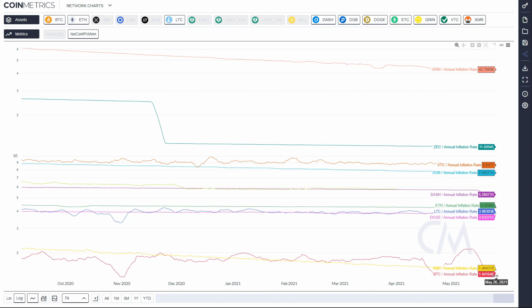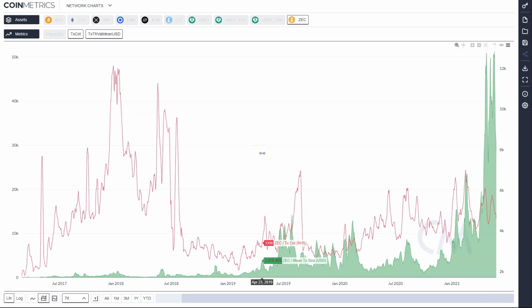Even ETH, LTC, and Doge only have around 4% inflation. So it's a tough sell for a lot of people to look at that in a group and say, yeah, this is a buy and hold with 12% inflation.